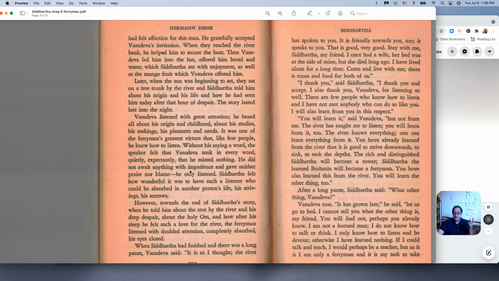Vasudeva has this, I'm stopping for a second, because he's been by himself so long, and he's listened to the river. He's learned to be patient. He's not seeking on his own, like I am. I can't quit talking. Why? Because I'm trying to learn all the time. I'm trying to get somewhere, right?